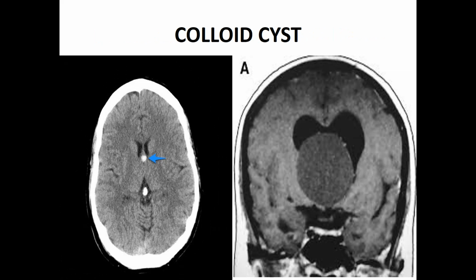Here in this picture, you can appreciate a small cyst which is called the colloid cyst, which is present in the anterior part of the third ventricle. And here you can see a large colloid cyst which is present in the third ventricle. This cyst is blocking both foramina of Monro and the flow of the CSF from the lateral ventricles to the third ventricle. And again, this is an example of non-communicating or obstructive hydrocephalus.